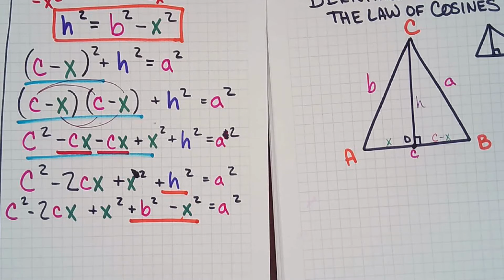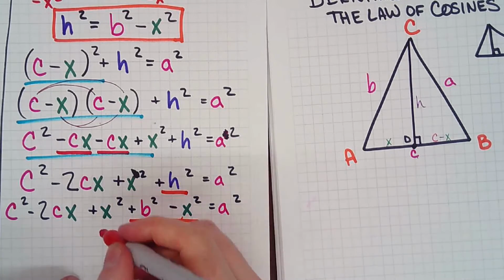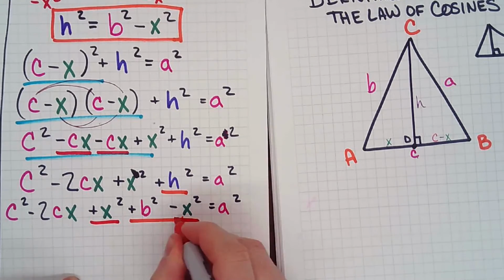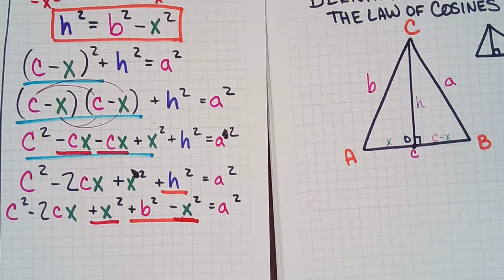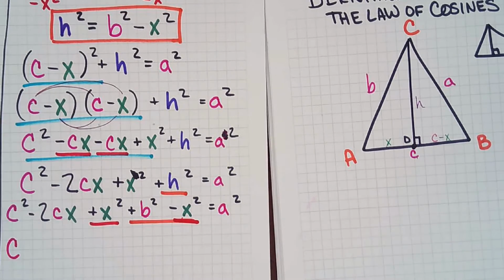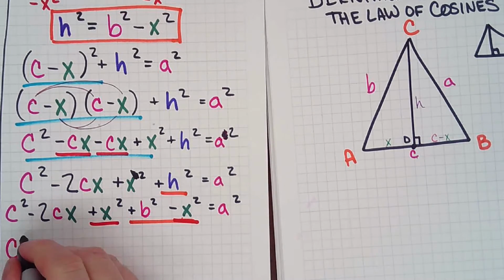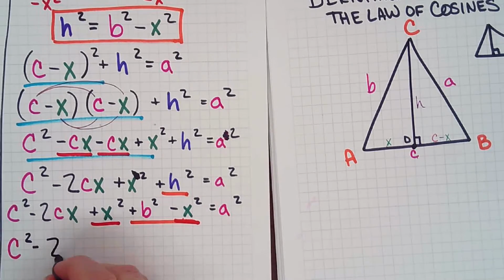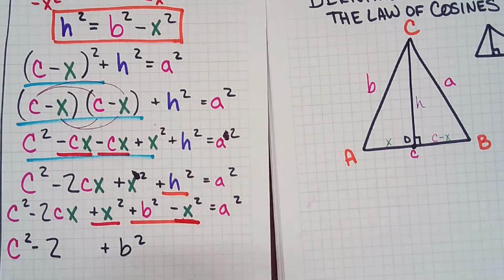You'll notice, hopefully, right away that we have a positive x squared and a negative x squared, and those are going to cancel, right? If we add x squared and then we subtract x squared, it's like we did nothing, so why even write it? So we're going to cancel those terms and get c squared minus 2cx plus b squared, because that x squared and x squared are going to cancel, and that's going to equal a squared.